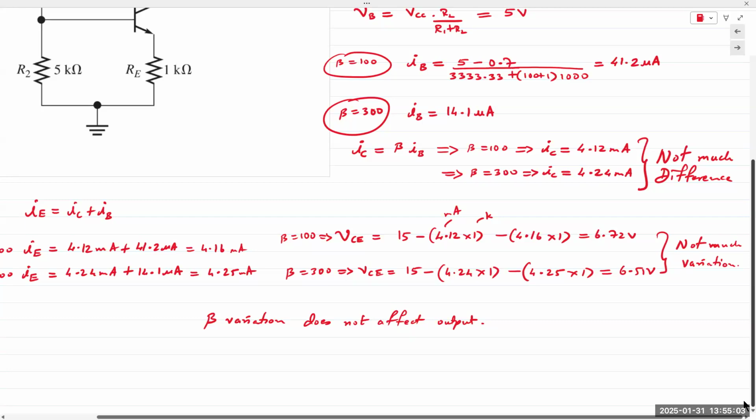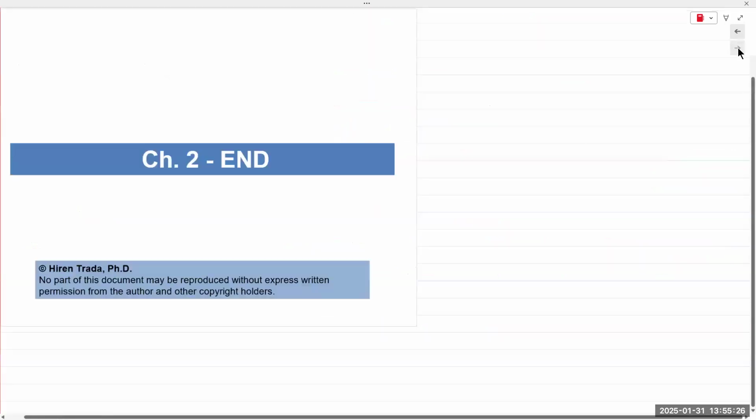I'm available in my office later this afternoon. I'm also available over the weekend via email, and if need be, I'm also available to meet on Zoom. So if you have any questions, just send me an email. If I cannot answer or clarify the doubts via email, then we'll meet on Zoom. Okay. And so that's the end of chapter 2. On Monday, we'll begin chapter 3, which is op amps.